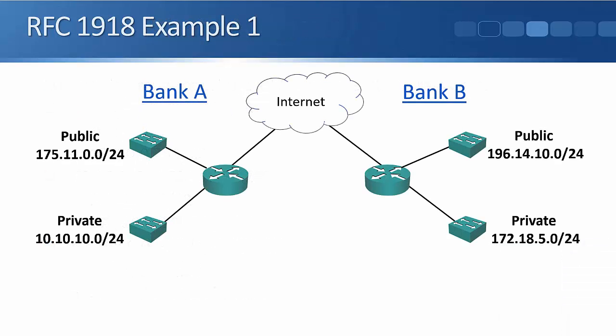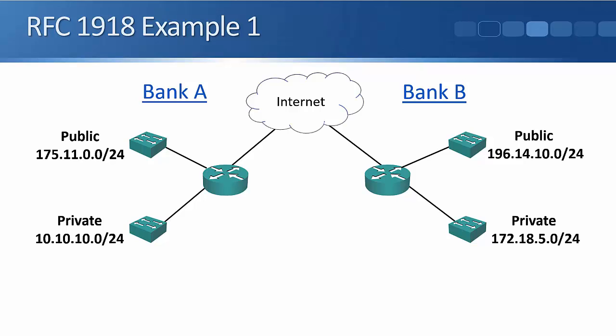So let's look at an example of where we would use private addresses back in the day when we wanted to keep our hosts off of the internet. So this is a secure environment. We've got Bank A on the left, we've got Bank B on the right. Bank A have got a public part of their network that is used for their staff who are allowed to access the internet. That's at 175.11.0.0/24.